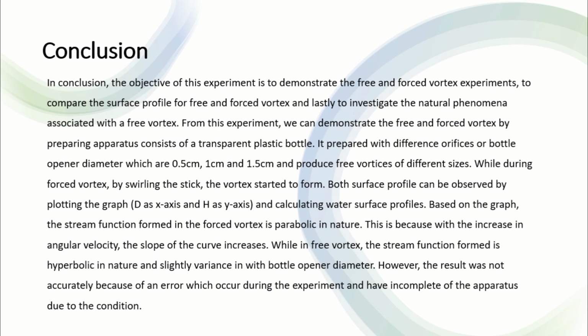Both surface profiles can be observed by plotting the graph with D as the x-axis and H as the y-axis and calculating the water surface profile. Based on the graph, the stream function formed in the forced vortex is parabolic in nature. This is because with the increase in angular velocity, the slope of the curve increases, while in free vortex, the stream function formed is hyperbolic in nature and slightly varies with the water outlet diameter. However, the result was not accurate because of errors which occurred during the experiment and the incomplete apparatus due to the conditions.